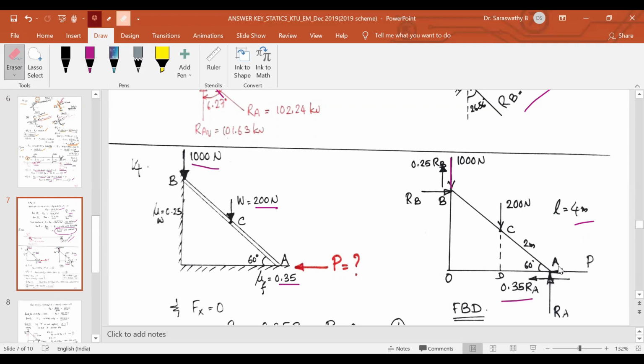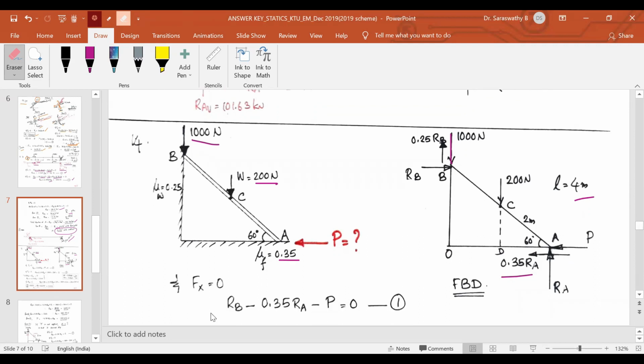Once you get the free body diagram, you only apply sigma Fx = 0, sigma Fy = 0, and sigma M = 0, the 3 equations of equilibrium. First of all, apply sigma Fx = 0: RB towards right, so positive, 0.35 RA towards left, P towards left. So, RB minus 0.35 RA minus P equal to 0, equation 1.